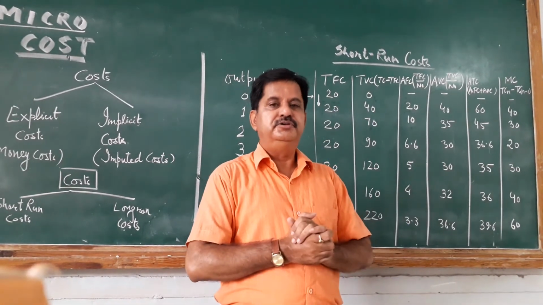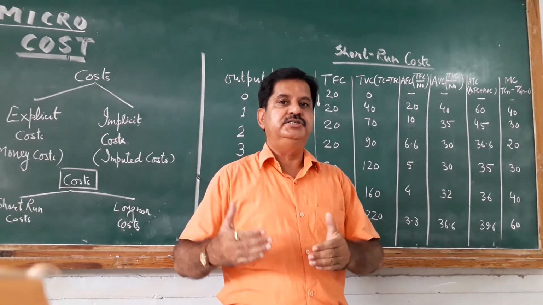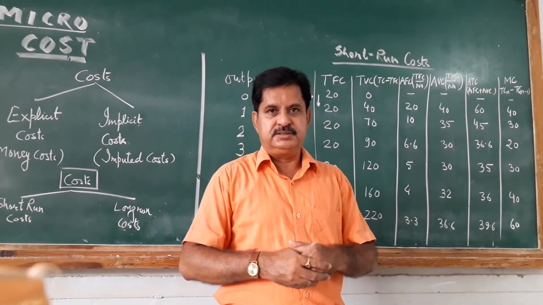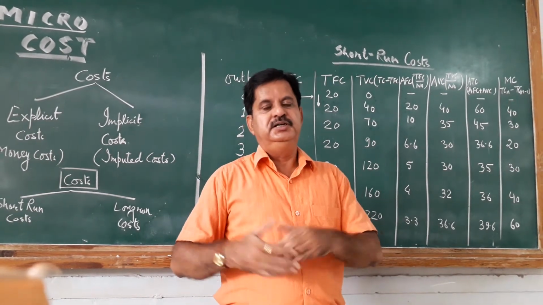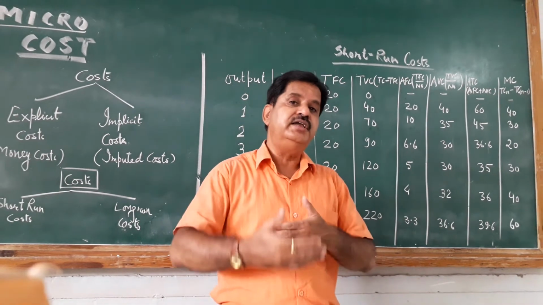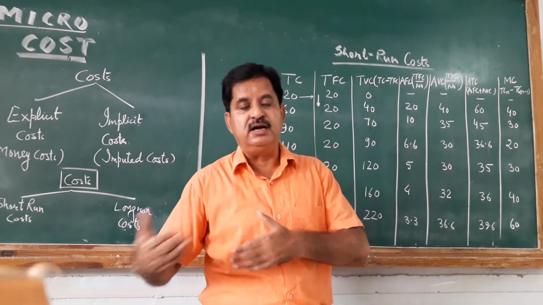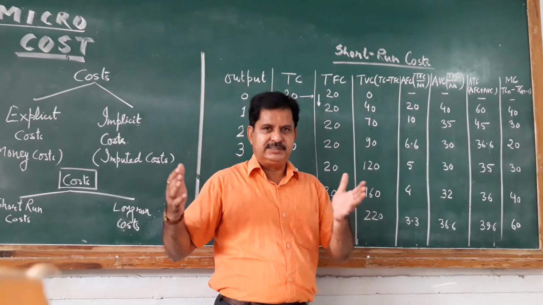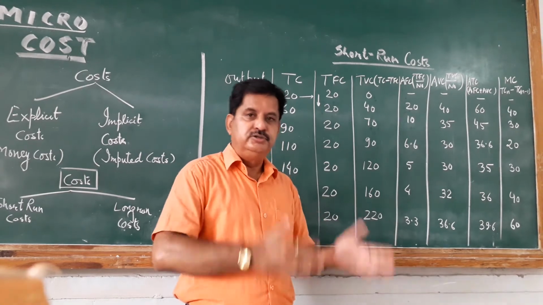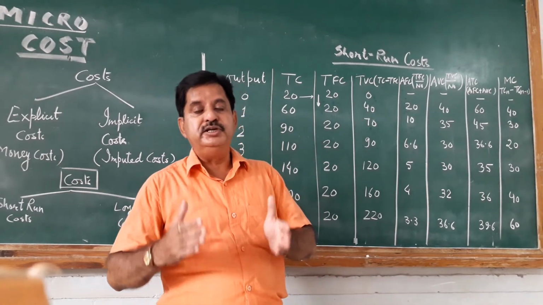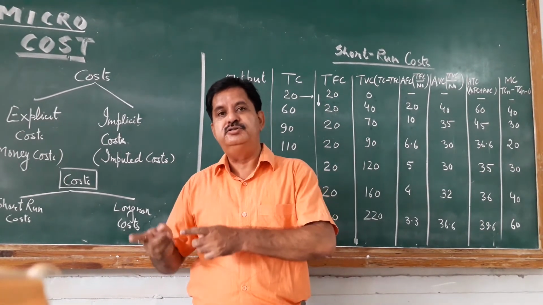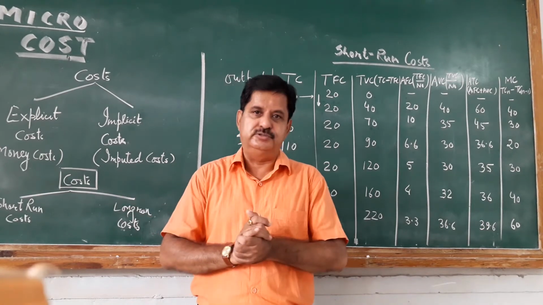Suppose there is one producer. When he produces, he uses his own house, so he does not have to pay rent to someone else. He uses his laptop, his furniture, his car. He himself is working as a manager, himself as an accountant. So generally we say that he has saved something, but it is not so. In order to find out the total cost, we should include these imputed costs also. To find out the total cost, we should add the explicit costs and implicit costs.